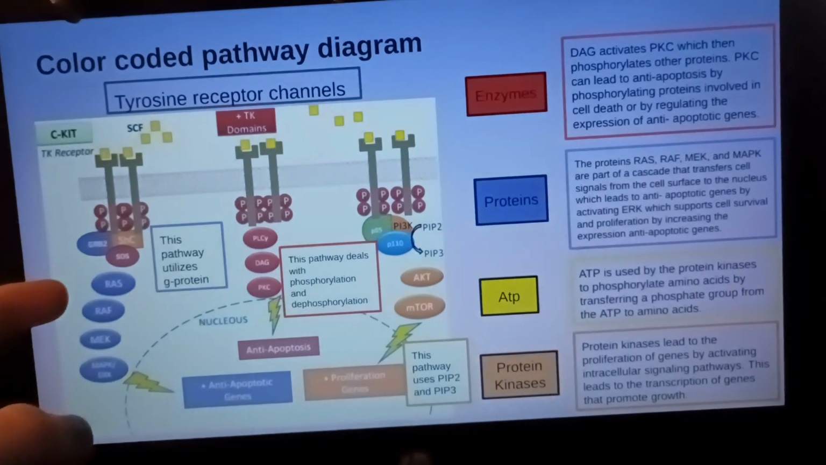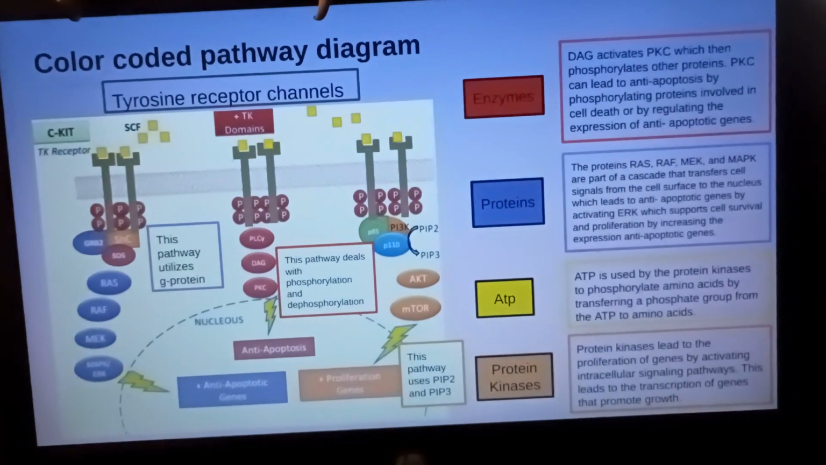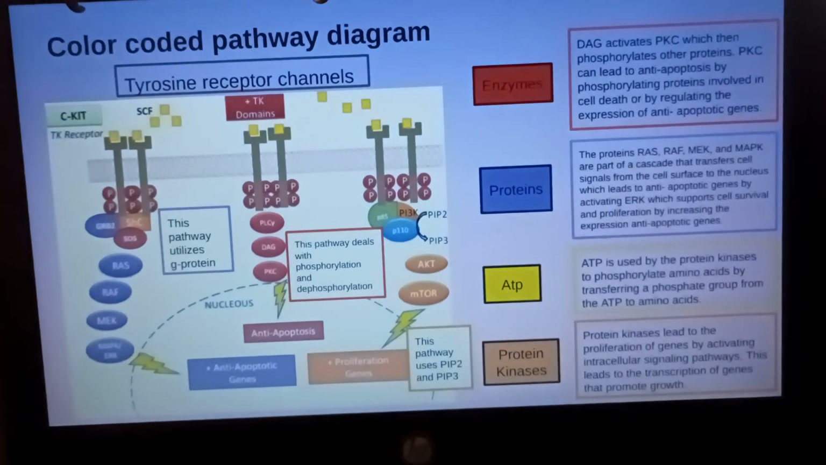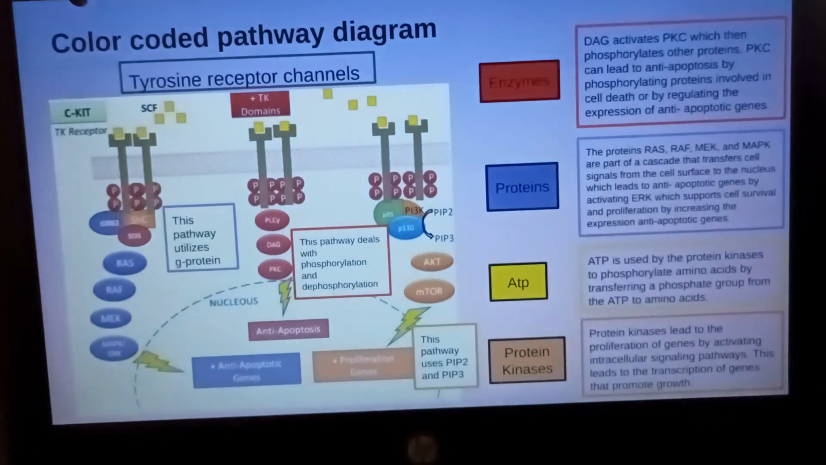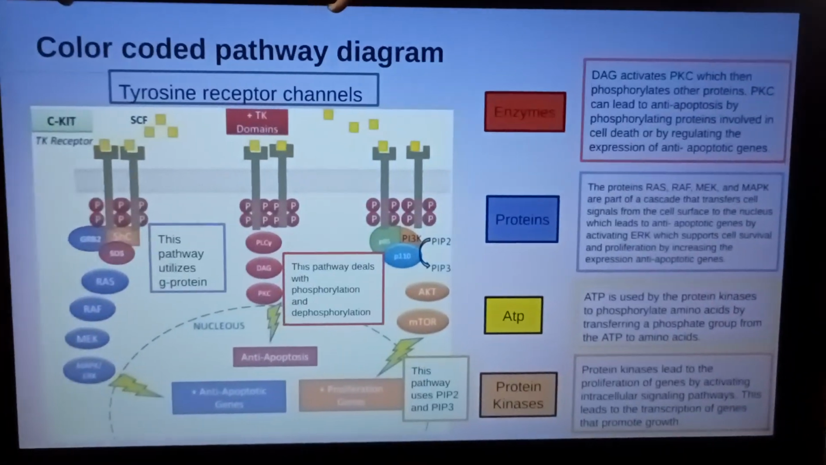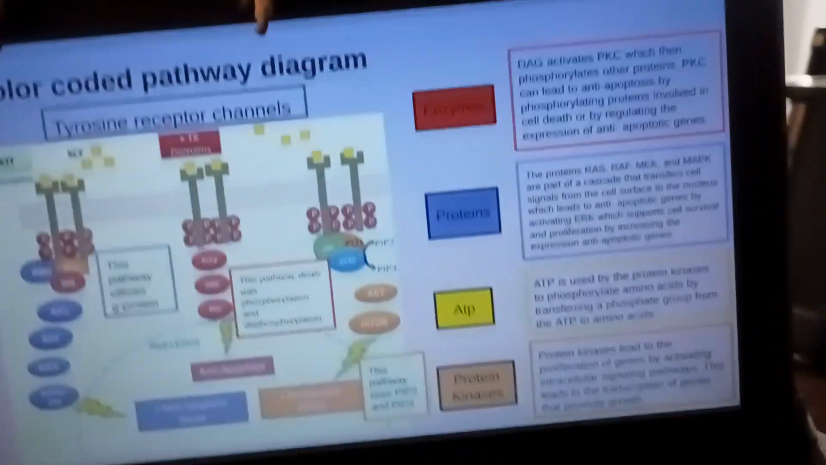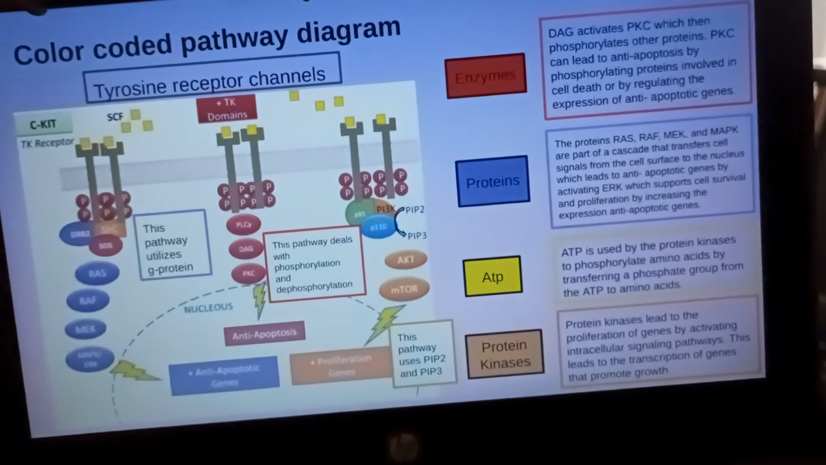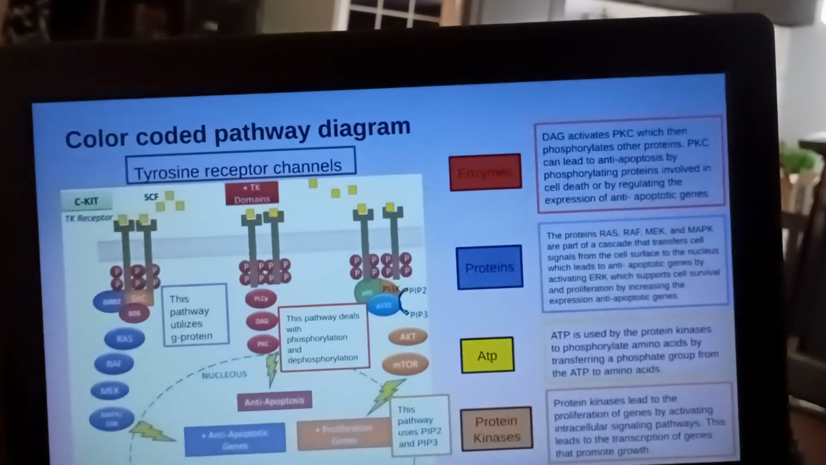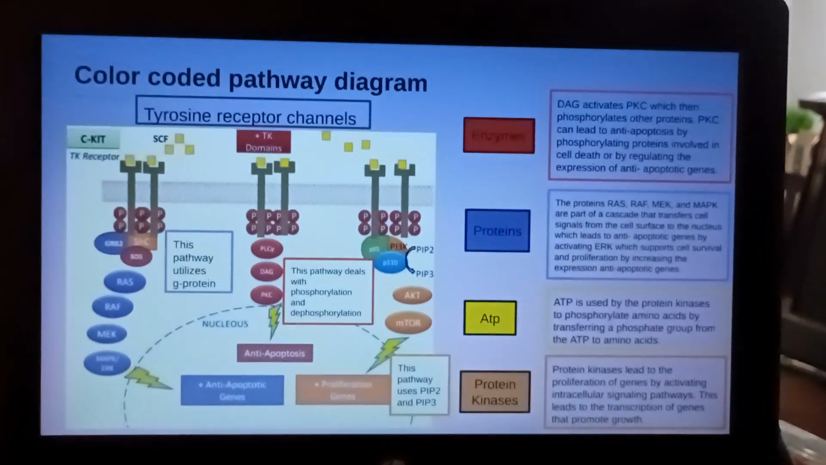The proteins RAS, RAF, and MEK are part of a cascade that transfers cell signals from the cell surface to the nucleus, which leads to anti-apoptotic genes by activating ERK, which supports cell survival and proliferation, by increasing the expression of apoptotic genes.